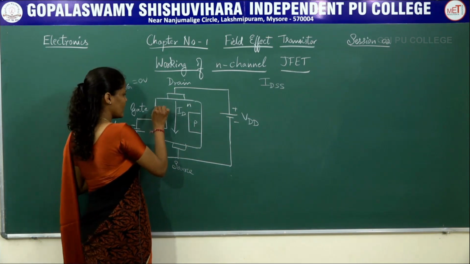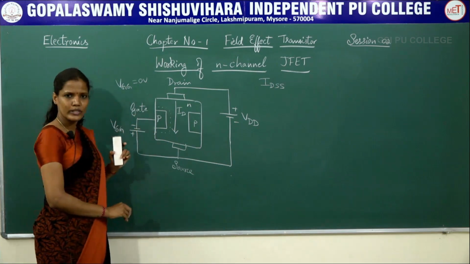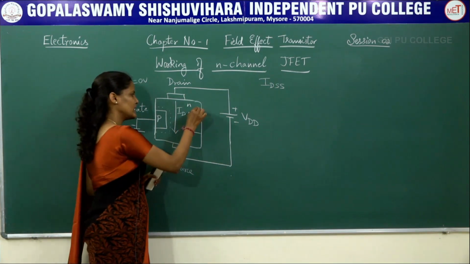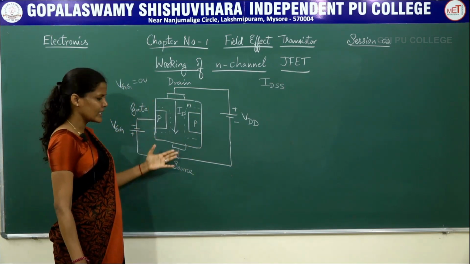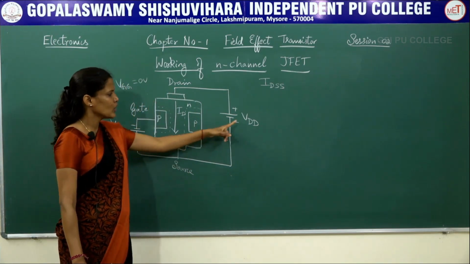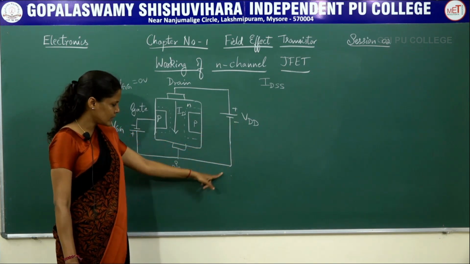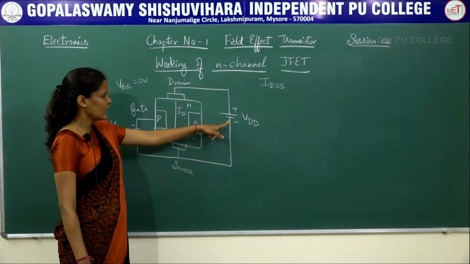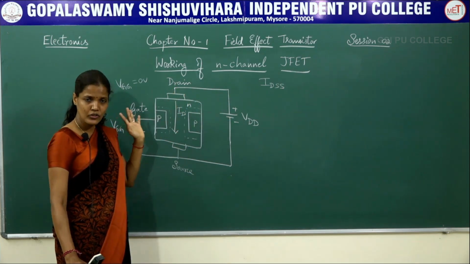As I keep on increasing the reverse biasing voltage between the gate and source, there is a formation of depletion region across the PN junctions. Why is the current flowing from drain to source over here? Looking at VDD, the negative terminal of the battery is connected to the source and the positive terminal of the battery is connected to the drain.